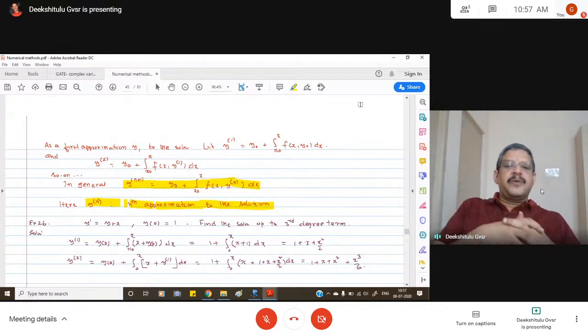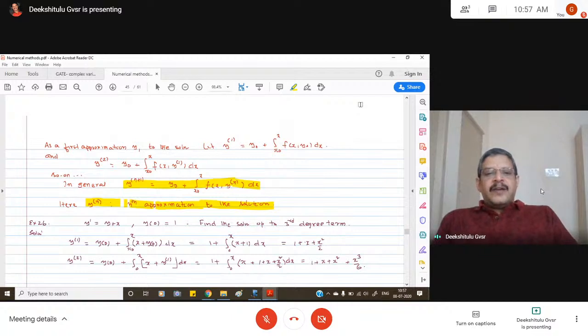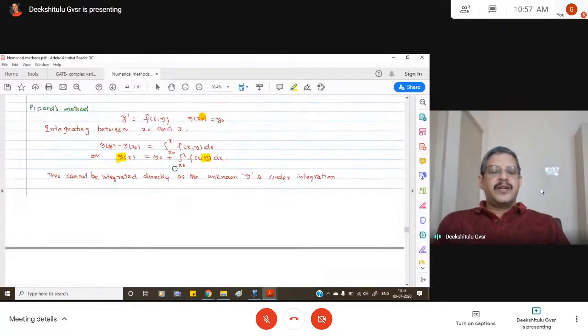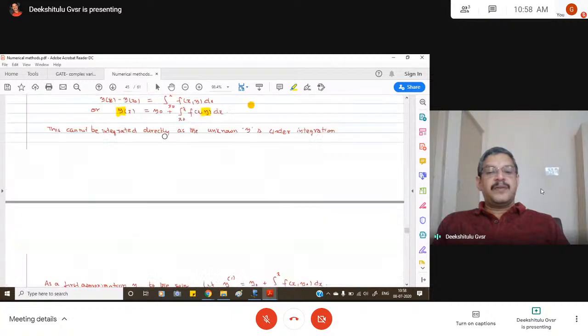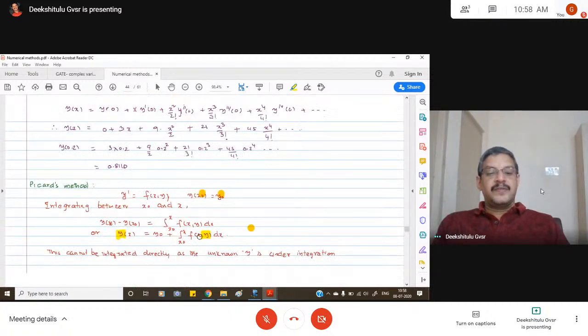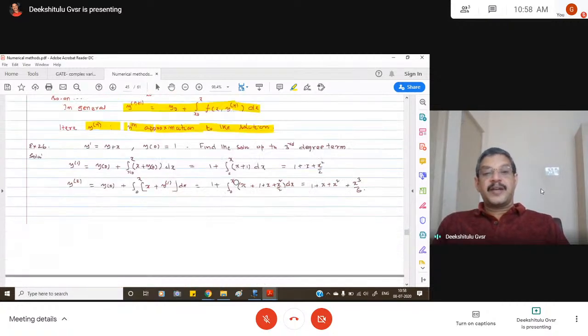So as a first approximation of y, let's say y1 is equal to y naught plus the integral from x naught to x of f of x, y naught. What we are doing is, because we cannot integrate this, let us approximate this y by the initial condition, whatever we have, y naught. In place of y, you put y naught, and call the result y1. So y1 is given by y naught plus the integral from x naught to x of f of x, y naught.